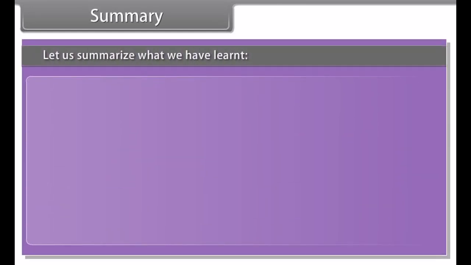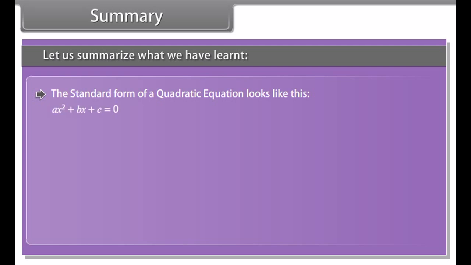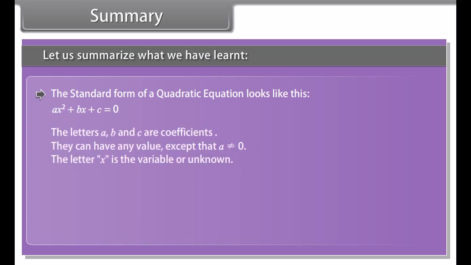Summary: let us summarize what we have learned. The standard form of a quadratic equation looks like this: ax square plus bx plus c is equal to 0. The letters a, b and c are coefficients. They can have any value except that a can't be 0. The letter x is the variable or unknown.